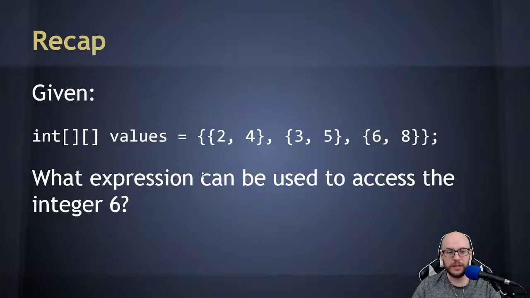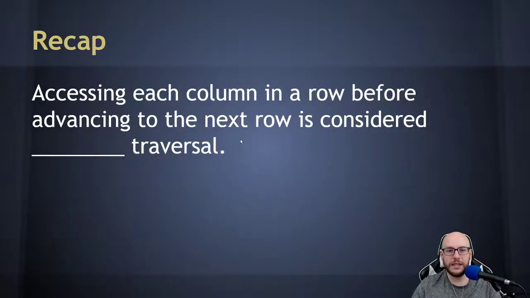What expression can be used to access the integer 6? I want to pull that value out of the values 2D array. That's going to be values at 2, 0. We're going to go to row 2, which is 0, 1, 2. And then we're going to access the first one out of that, which is at index 0. Accessing each column in a row before advancing to the next row is considered blank traversal. This could be hyphenated or multiple words. This is going to be row major.